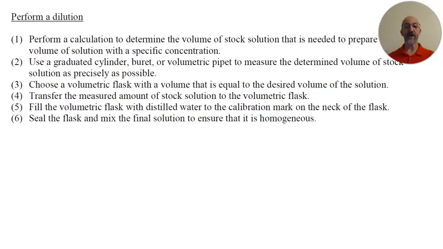So measure the volume of the stock solution, and then you choose the appropriate volumetric flask. Transfer the measured amount of stock solution to the volumetric flask. Fill the volumetric flask with distilled water until you get to the calibration mark on the neck of the flask. Seal the flask and mix the final solution to ensure that it's homogeneous. So again, check out my video for topic 3.7, and I go through procedures for preparing solutions.